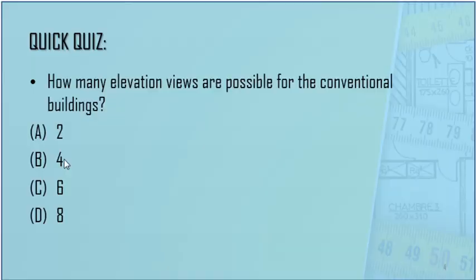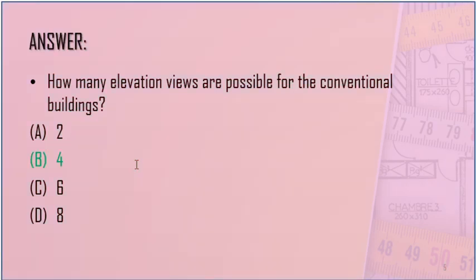So there will be a quiz for you. How many elevation views are possible for any conventional building? The options given are 2, 4, 6 and 8. You can pause the video. Okay, so I think by this time you have got the answer.